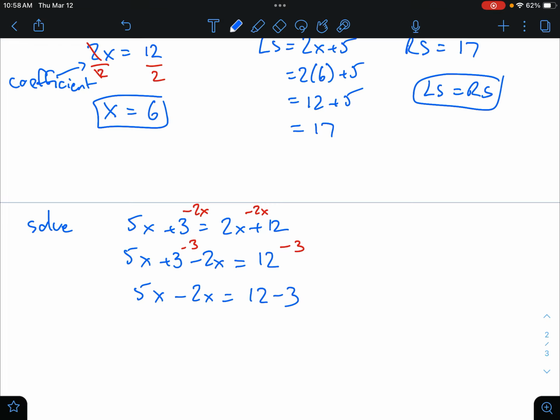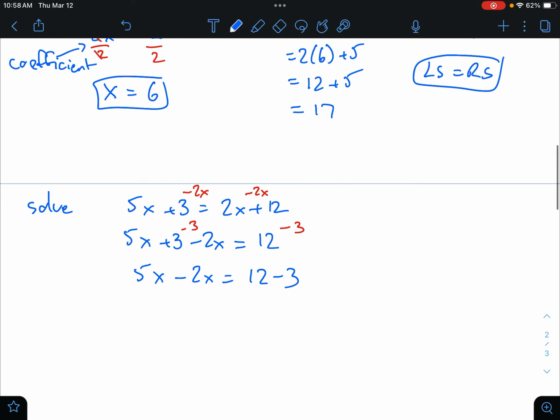So if you look, the first line we have 5x plus 3. That plus 3 moved to the right side and it became negative 3. On the right side, there was 2x plus 12. The 2x is positive. When I brought it to the left side of the equation, it ultimately became negative. So you can think of it that way too. You just bring a value from one side of the equation to the other, and you change its sign, and that will give you the same result.